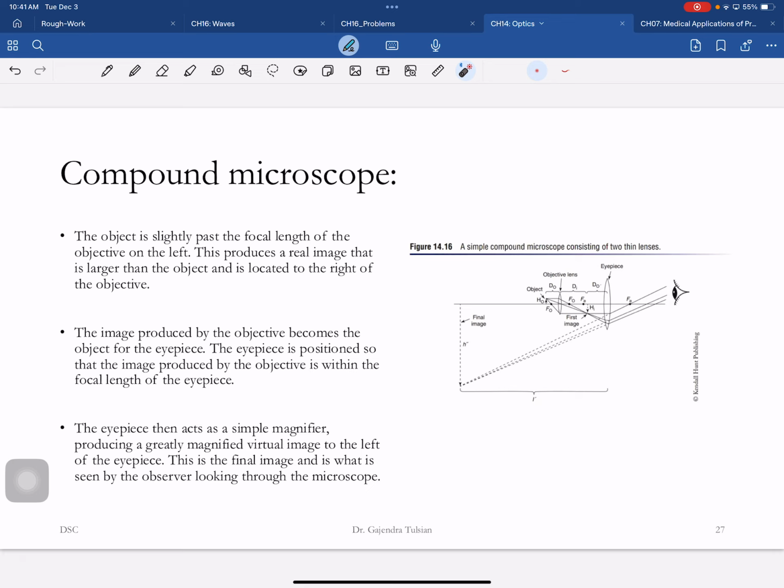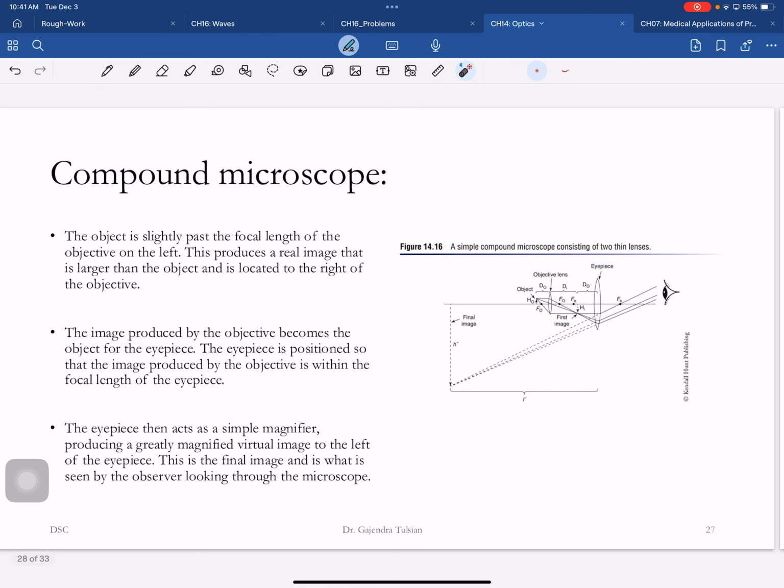All right, so this shows you the following. The object is placed past the focal length of the objective lens, and the image it forms is within the focal length of this lens, and then this image gets magnified. The image produced by the objective becomes the object for the eyepiece. The eyepiece is positioned so that the image produced by the objective is within the focal length of the eyepiece.